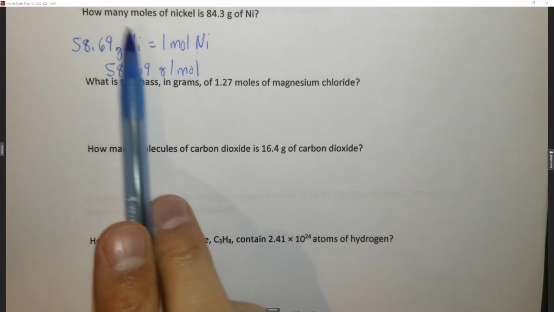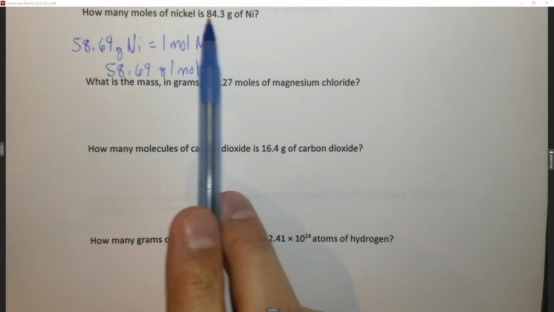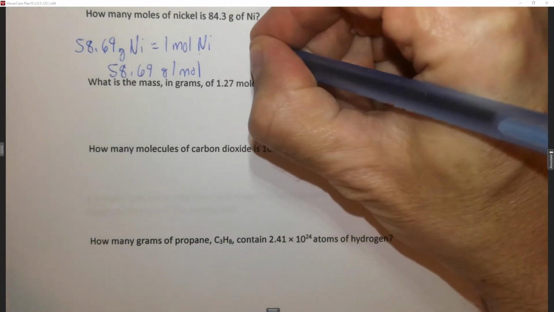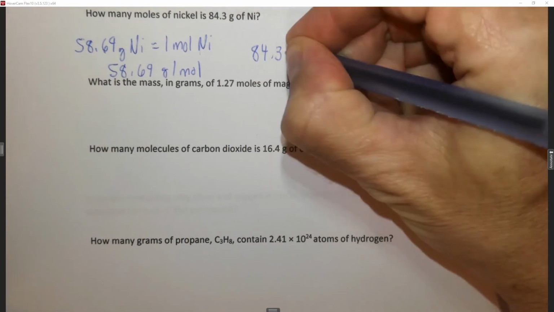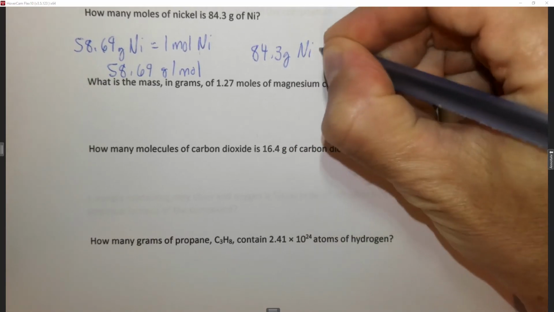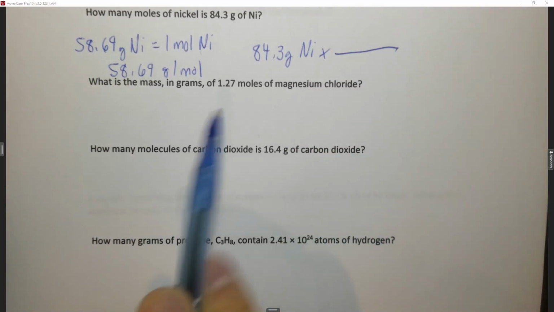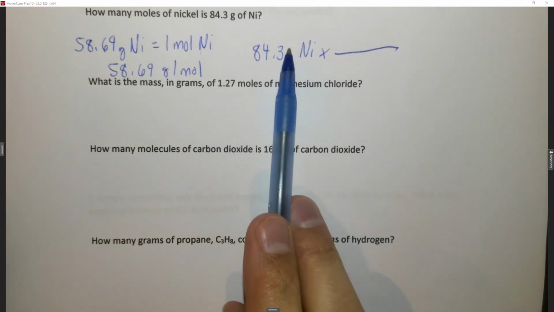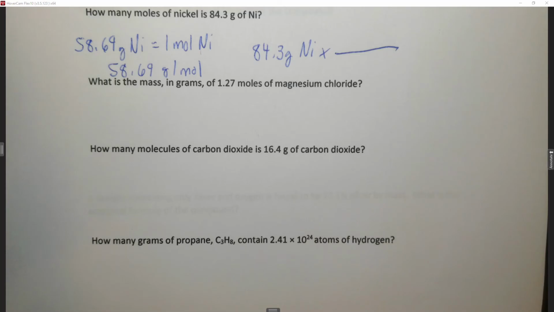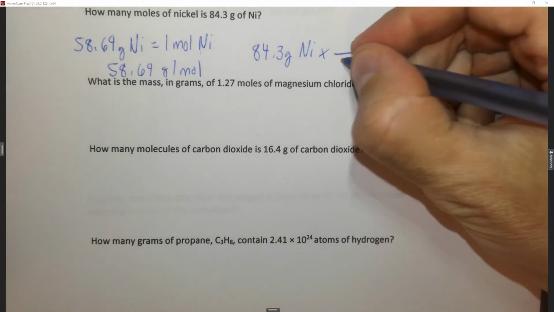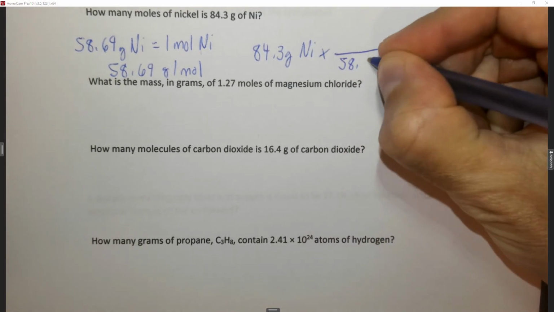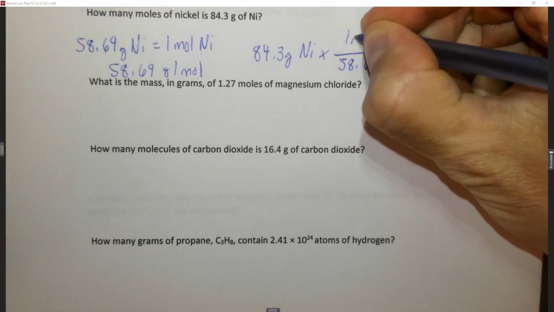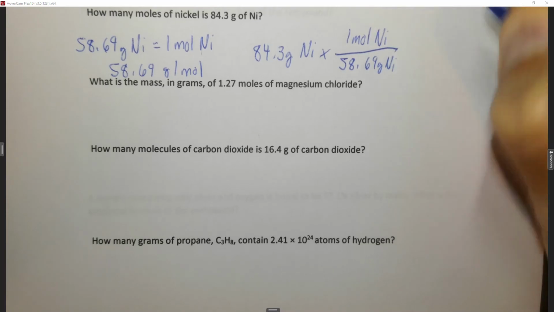factor. So now in this question, it says how many moles of nickel is 84.3 grams of nickel. So if we start with 84.3 grams of nickel, we need to convert the unit. Well, what we want to decide is, do we want to put the grams on the bottom or the moles on the bottom? Well, we want grams to cancel out, so we want to put the grams on the bottom. So what we want to put is 58.69 grams of nickel on the bottom, and on top, 1 mole of nickel.